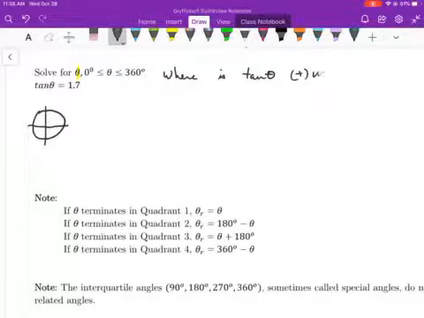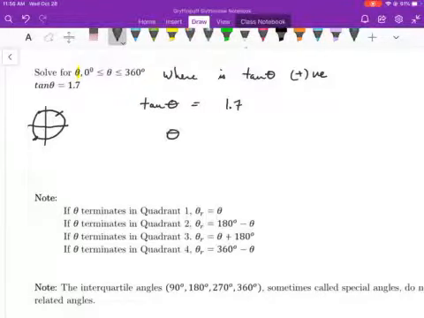Well, tan theta is positive wherever the slope of our terminal arm is positive. So it is positive in quadrant 1 and quadrant 3. So that's where I know that I have my solutions. So what we see here, though, I'm just going to write tangent theta is equal to 1.7.